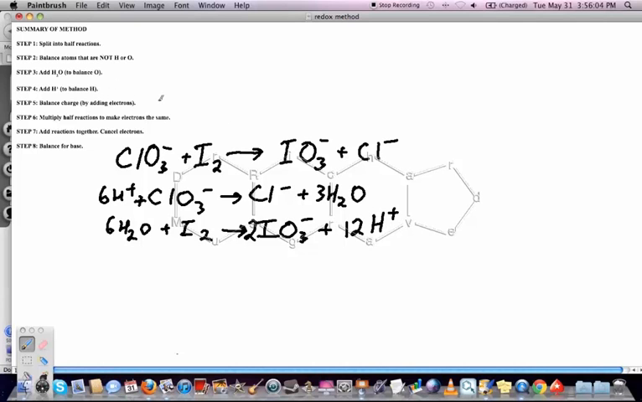Step 5, balance the charge by adding electrons. Alright, so this is the hard part. We've got a total of 6 over here, minus 1 is 5. I'll do this over here, so that's 5. And over here we've got negative 1, and that's it. So we've got 5 and negative 1.